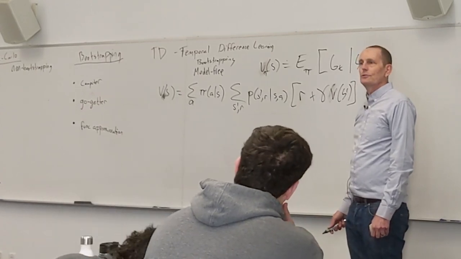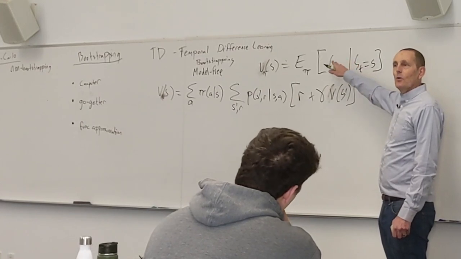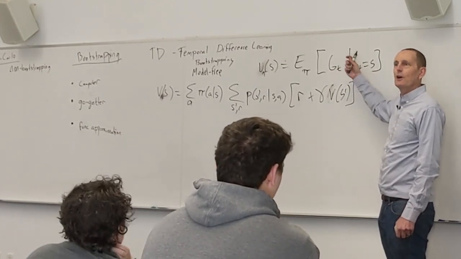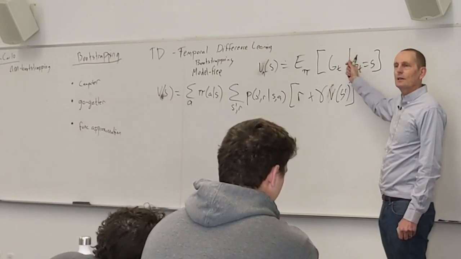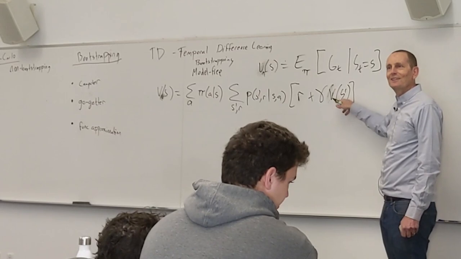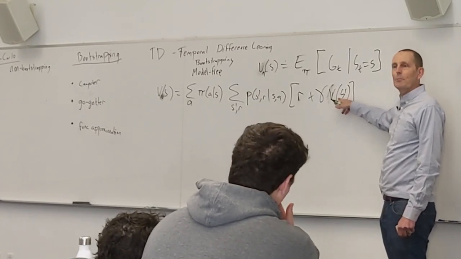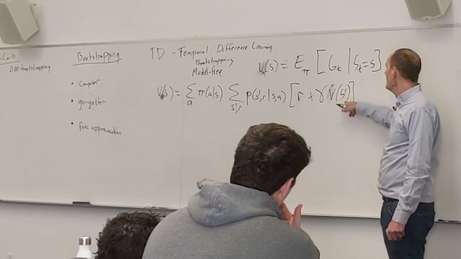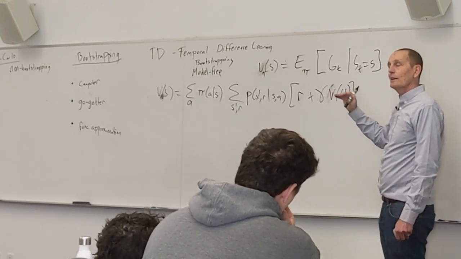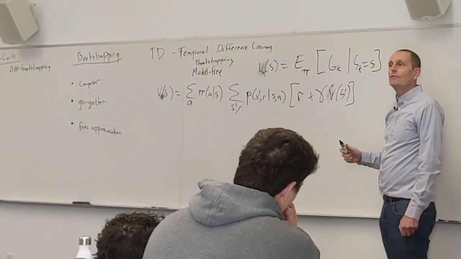The unknown in the Monte Carlo is, what is this actually an expectation? We're going to take samples to approximate the expectation. Here, what we don't know is these values. And so we're going to use them in this bootstrapping approach to say, well, as we do a single update, we're going to get closer to our true value function.